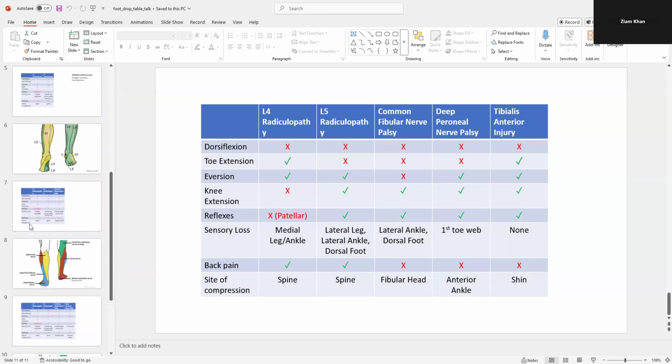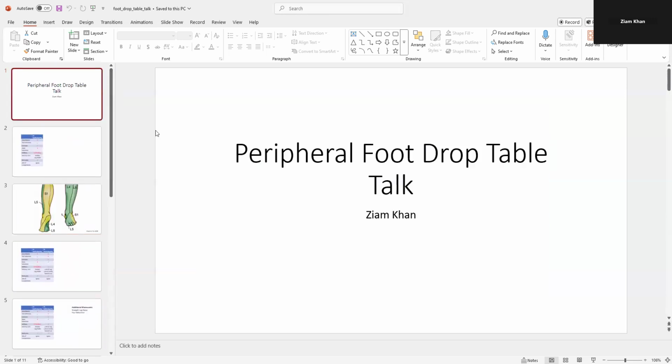Anyways, I hope this was helpful, and I hope you can use this to use your exam to come up with a solid differential diagnosis for the next time you see foot drop presented to you.